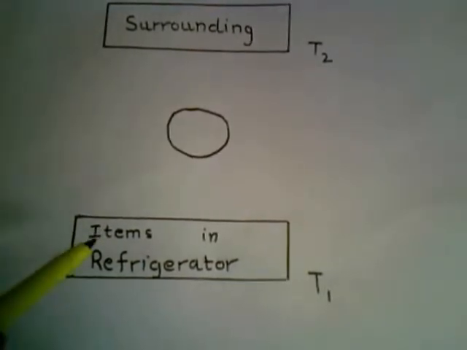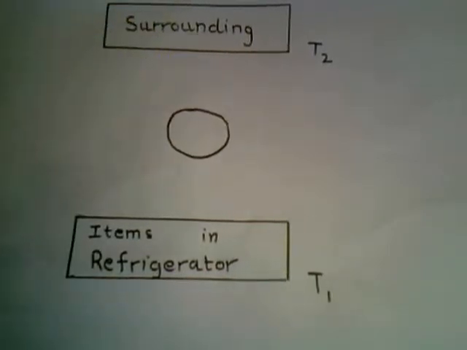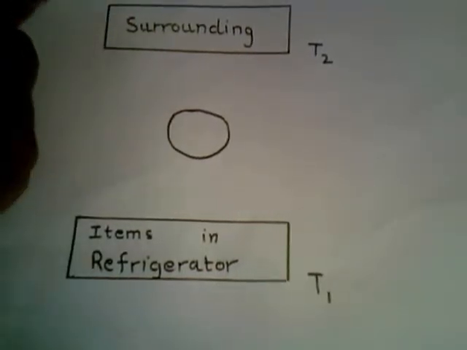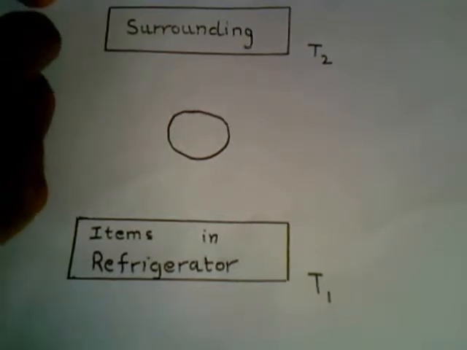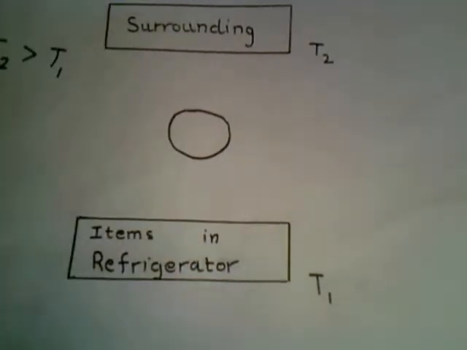Suppose the items in the refrigerator are at the temperature T1 and the surrounding is at the temperature T2. Here we have to remember one thing, that T2 should be greater than T1, and this is the refrigerator. Refrigerator is also known as the heat pump.